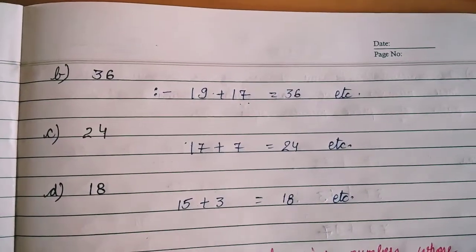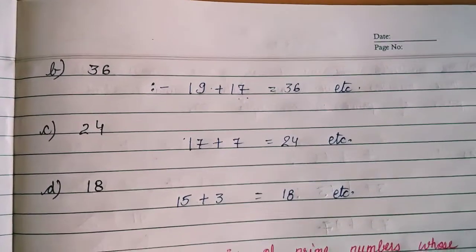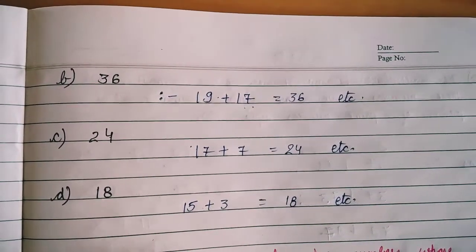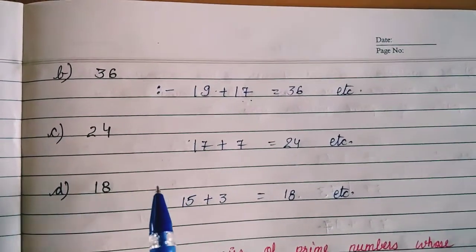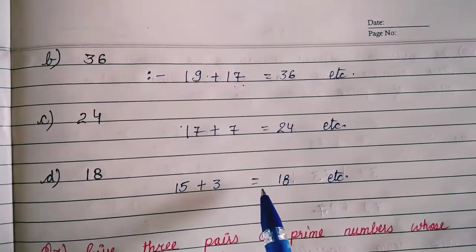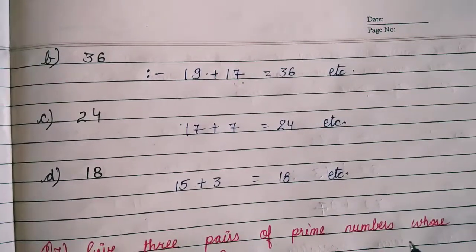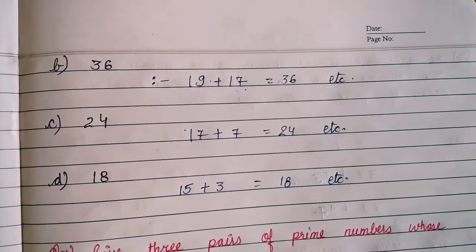We have seen lots of manners. But the question is asking only one manner, that is representing the sum of two odd primes. So in the last three we saw one manner each, but in the first, that is in the 44, we saw lots of manners. So here we completed question number 6.